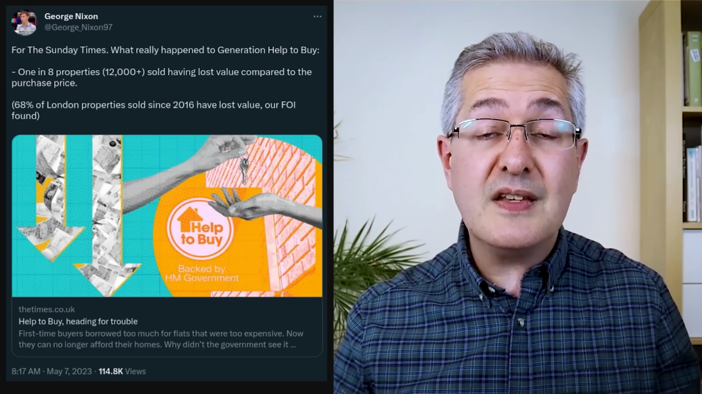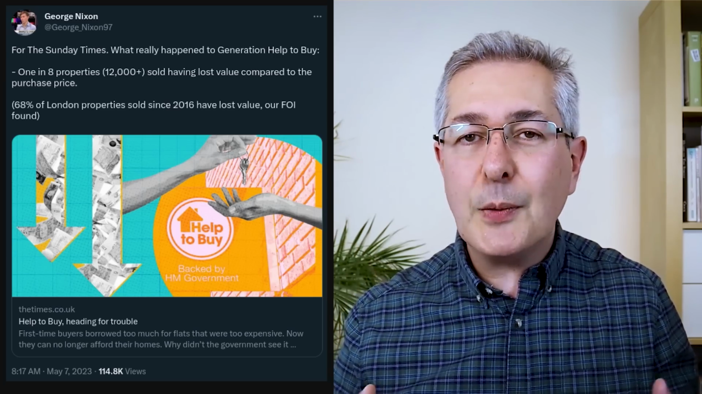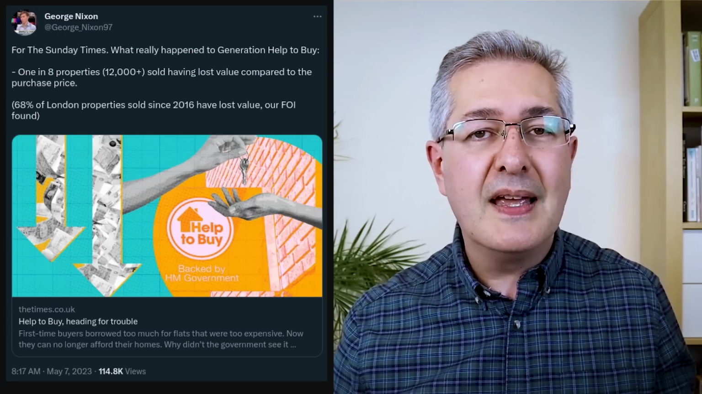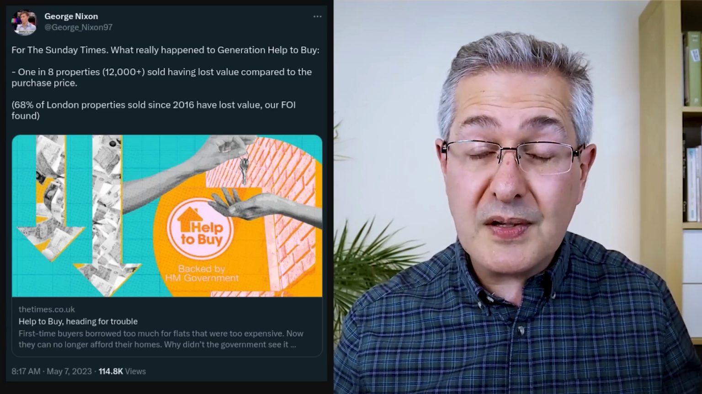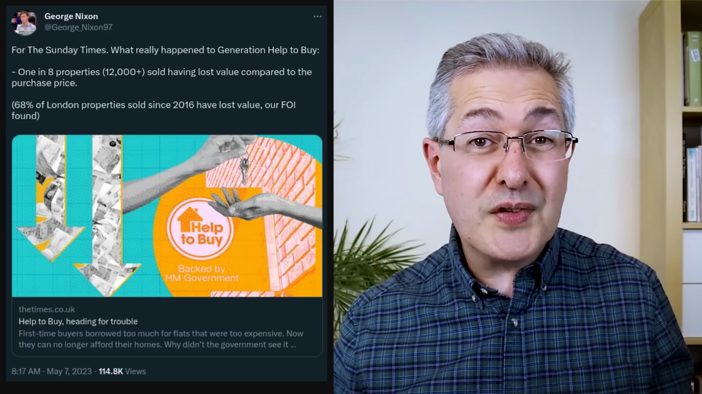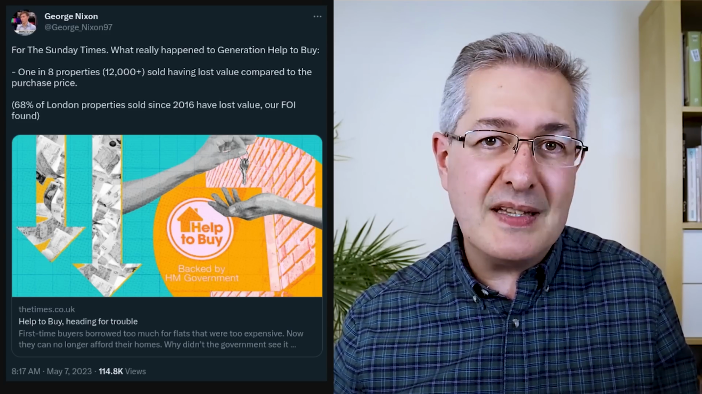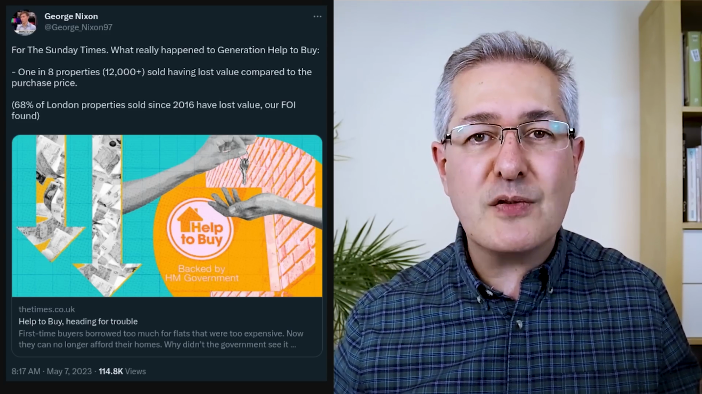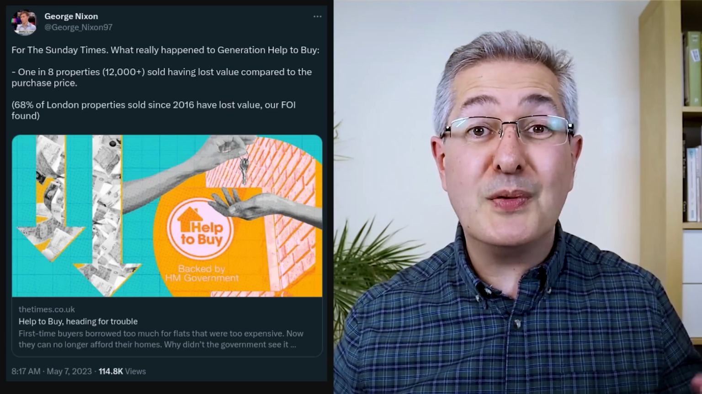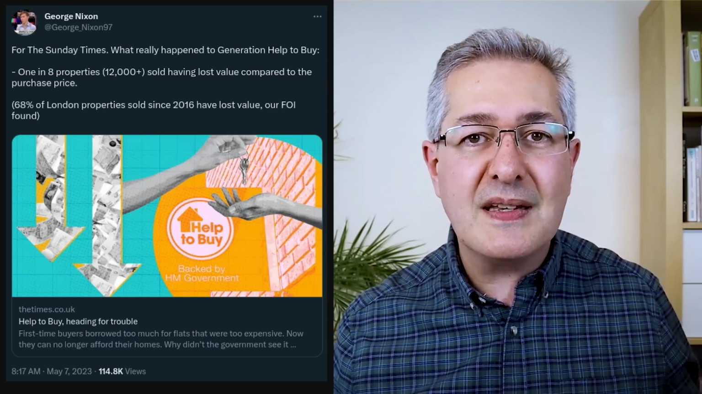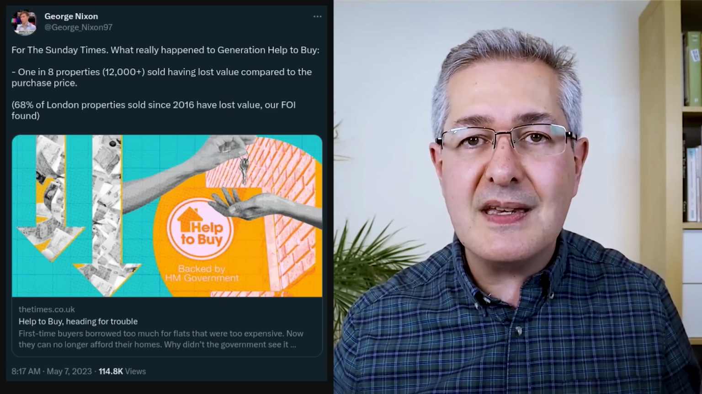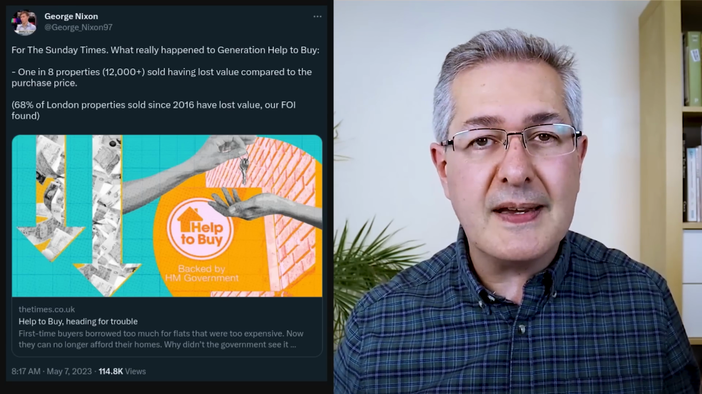But as you can see in this article from the Times, the Help to Buy scheme was problematic. It only applied to new build, it had price caps, and also the problem was that it exacerbated the problem. It inflated house prices such that if people did buy at those very high prices, they're now looking, in many cases, at negative equity.